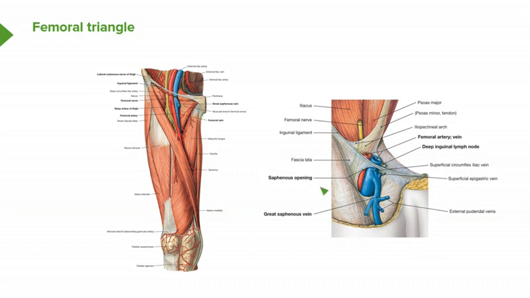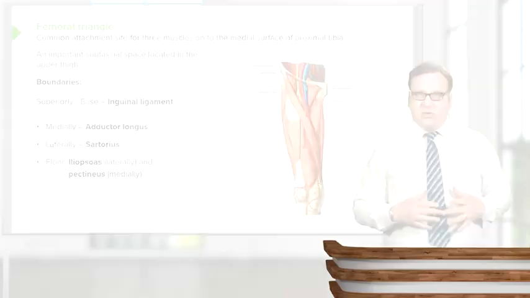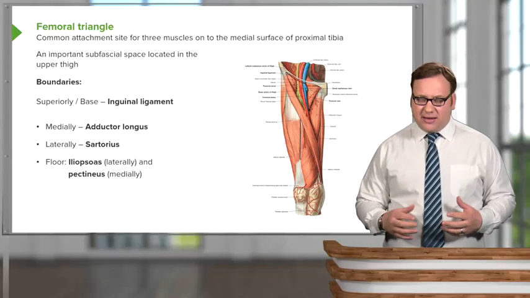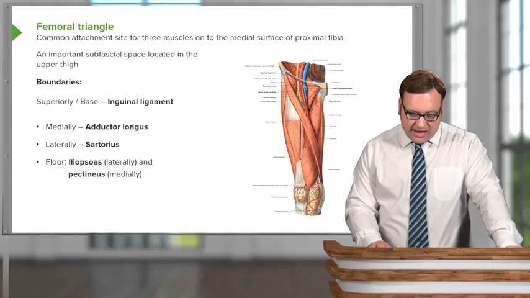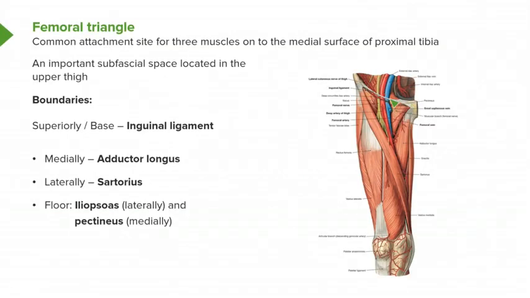The roof of it is covered by the fascia lata, and importantly, we have the saphenous opening, which allows the great saphenous vein to pass in. So the femoral triangle is an important subfascial space located in the upper thigh. The boundaries of it, we have superiorly the base of this triangle, and that's going to be the inguinal ligament, which we can see here. We then taper down into this apex.